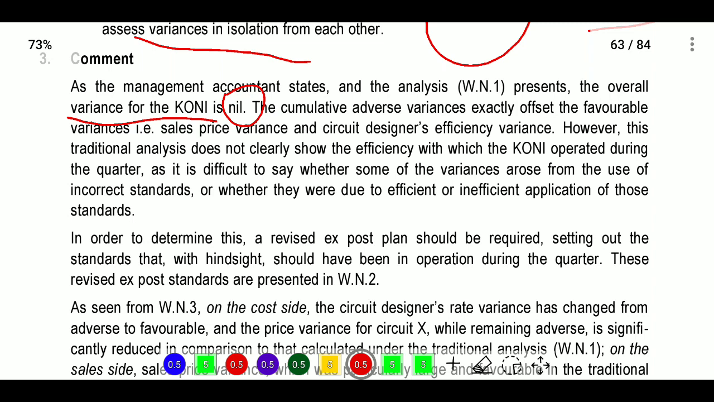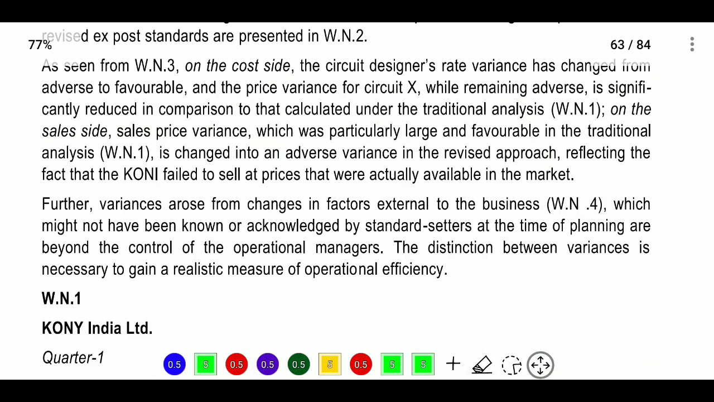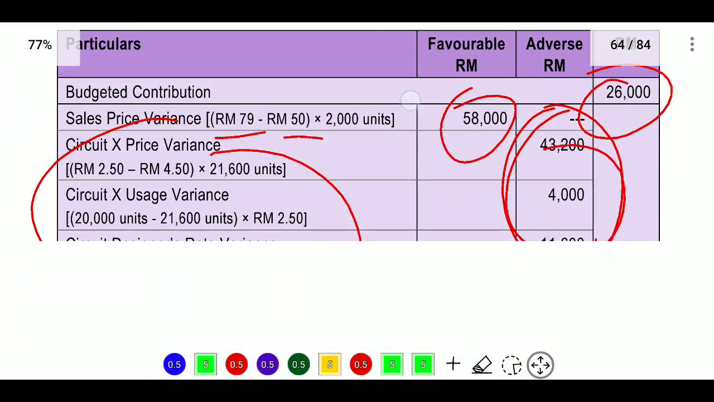Next, the cumulative adverse variances exactly offset the favorable variances, that is the sales price variances and the circuit designer's efficiency variances. So we do not have any problem, because we have set off. How are we set off? We see here that we are set off.